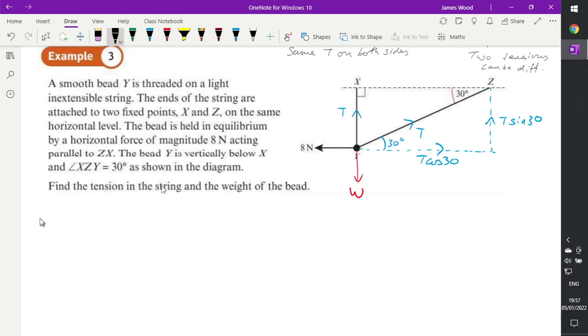So let's do horizontal forces first of all. So forces to the right, I've got T cos 30 must be the same as 8. It's a nice simple equation for us. So we can solve this to find T. So it's going to be 8 divided by cos 30, which gives me, as an exact answer, 16 root 3 over 3, or 9.24.